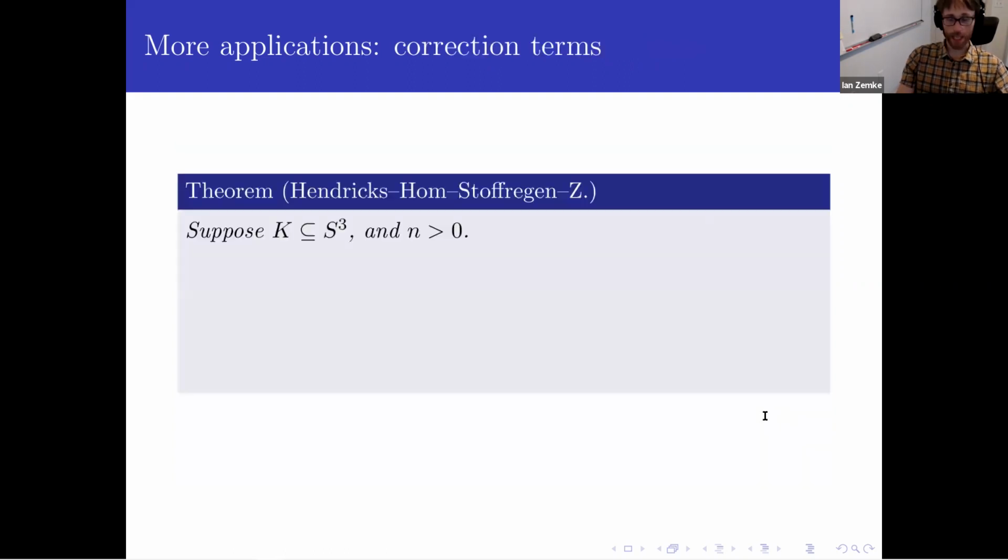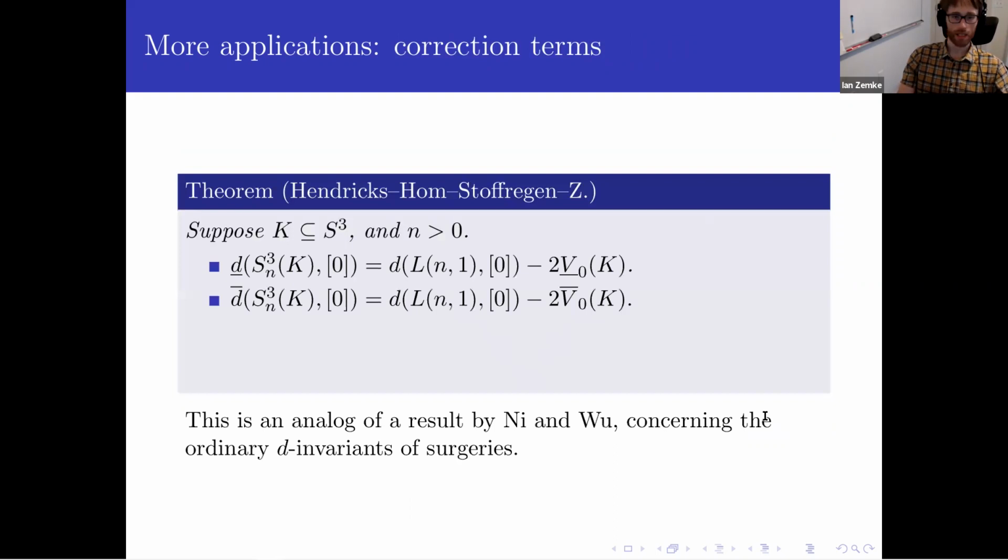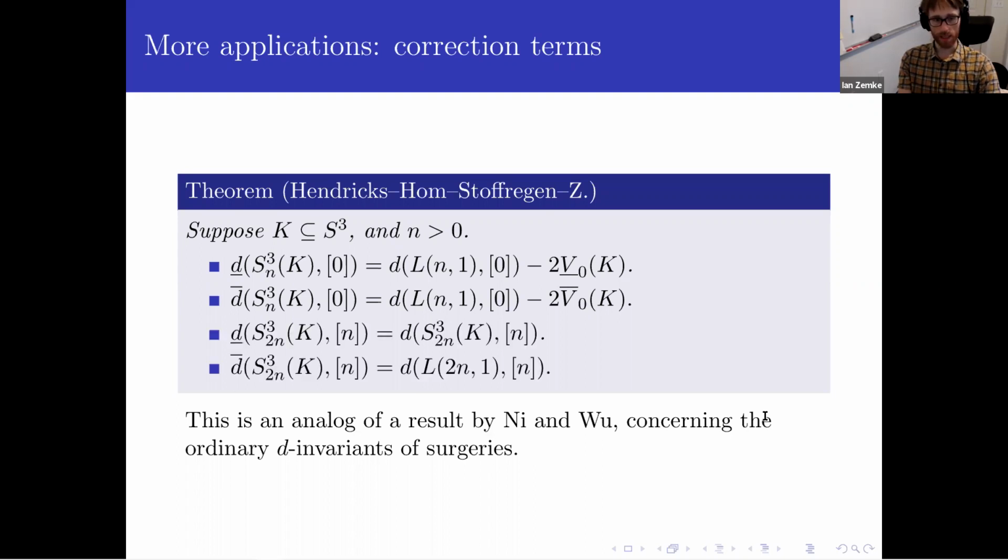And so as an application, we can compute correction terms. So D upper and D lower of a surgery in the 0 spin C structure are just the correction terms of large surgery of the knot, plus some shift, which we encode as the D invariant of the L space, or the lens space L(n,1) in the 0 spin C structure. And there sort of is another one for the half spin C structure.